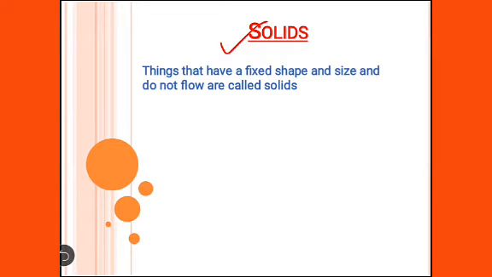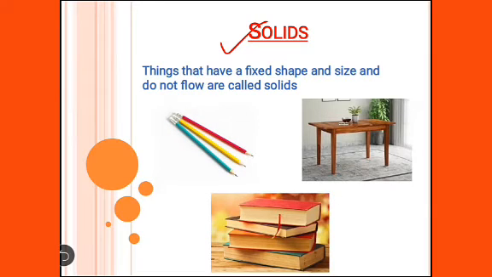Here I have collected some pictures like pencils, books and a table. So now let us find out whether these objects are solid or not. As you can clearly see, pencil, book and table all have their own shape and that shape is fixed. That is, you cannot change their shape. And another important thing is all these three objects have occupied some space. Here they have taken some space of this slide or this page. So all these three objects are solids.